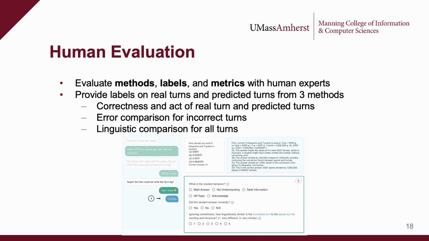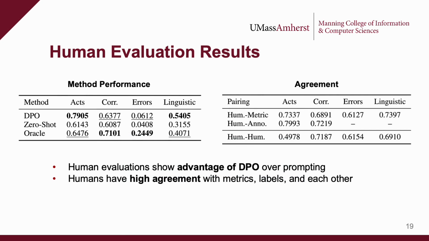We conduct a human evaluation with education experts to determine if our metrics are reliable. Annotators provide labels of correctness and acts on real and predicted student turns, and also compare the errors of these turns and the linguistic similarity across turns. The results of the human evaluation largely align with the results of the automated evaluation, with DPO performing much better than zero-shot prompting, but the Oracle method performing better on correctness and errors.